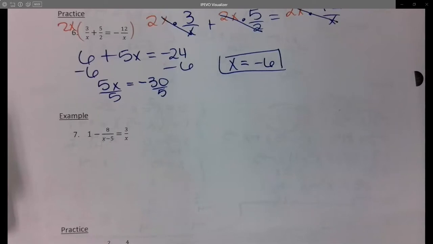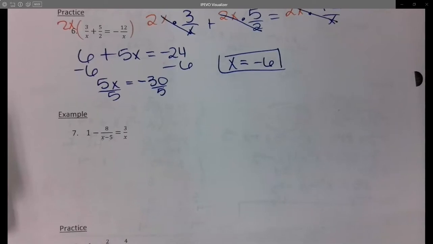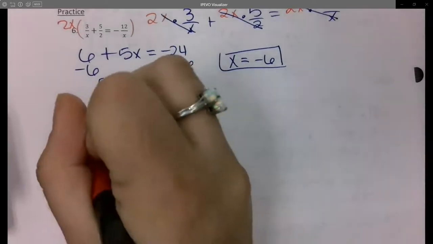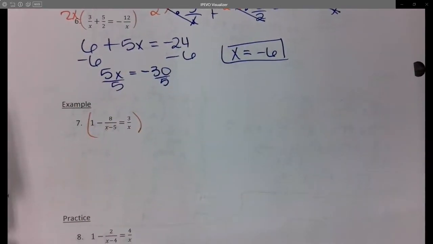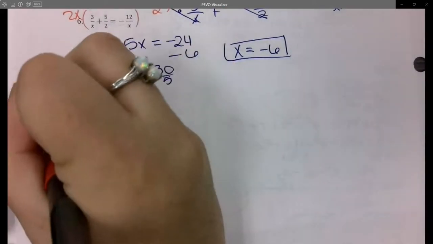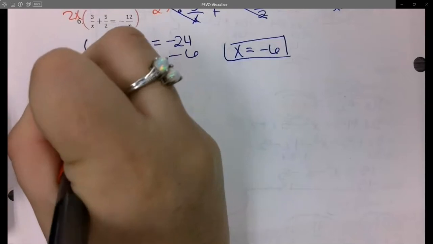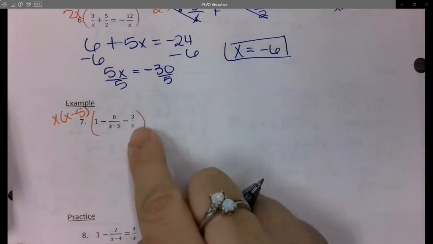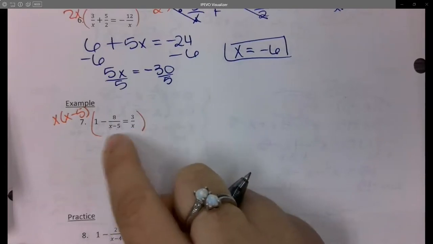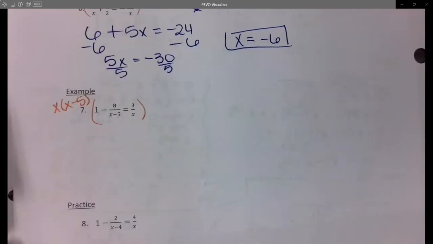Okay, so on number 7, what do you think I need to multiply by? What do I have on the bottom here? x minus 5 and x. So I want to multiply by x times x minus 5. Those aren't the same thing. They're two different things.